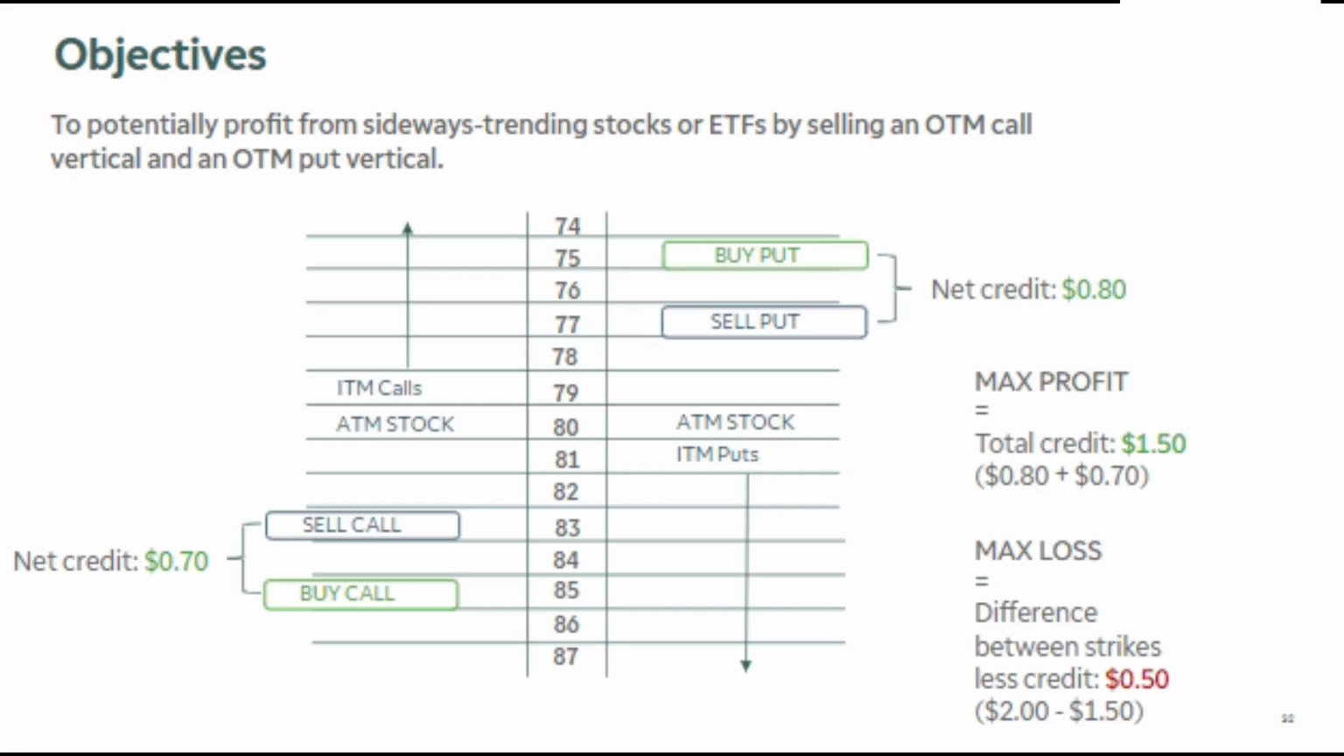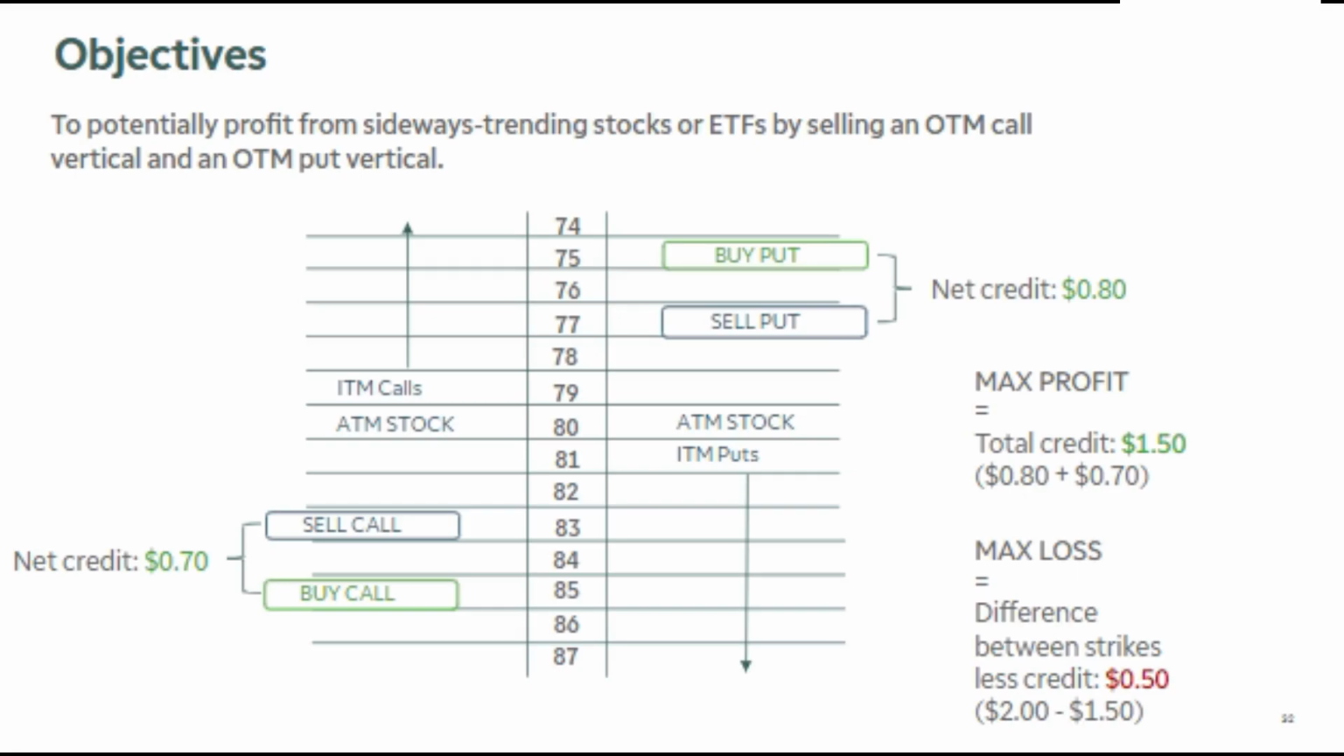As you go lower, the calls are in the money. As you go higher, the puts are in the money. So we decide to sell an out of the money call spread and an out of the money put spread. Let's start on the left here. Stock's trading at $80. We go up to the 83 strike, sell that, and buy the 85. We get a net credit of 70 cents for a 2-point wide spread.